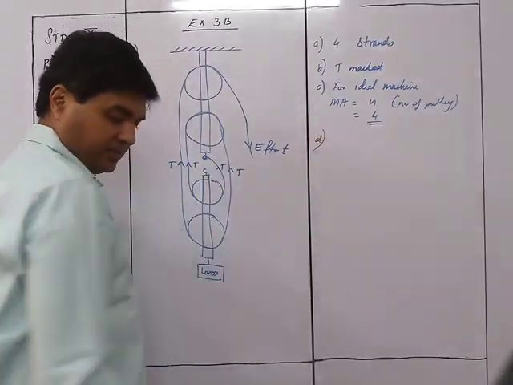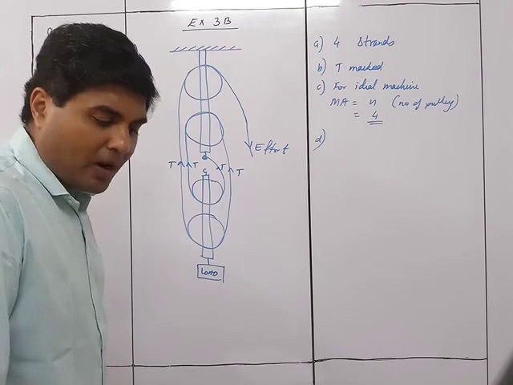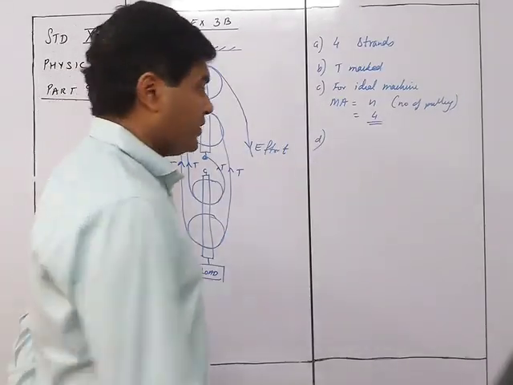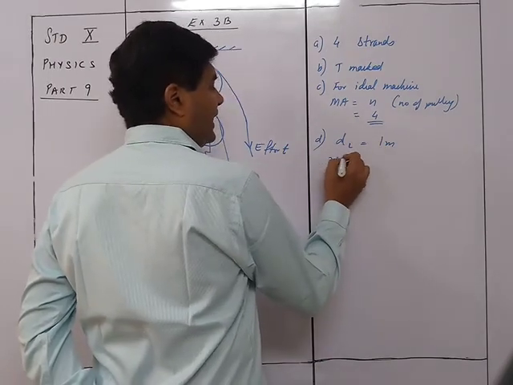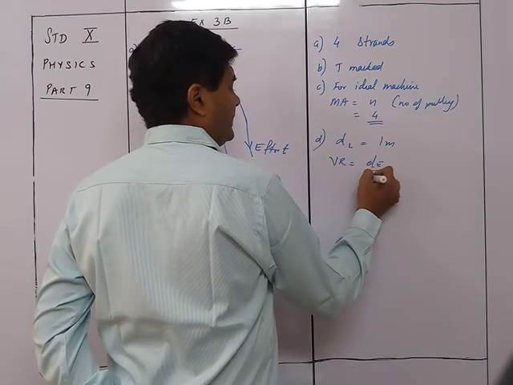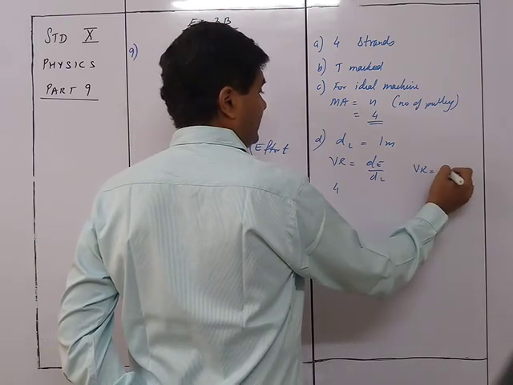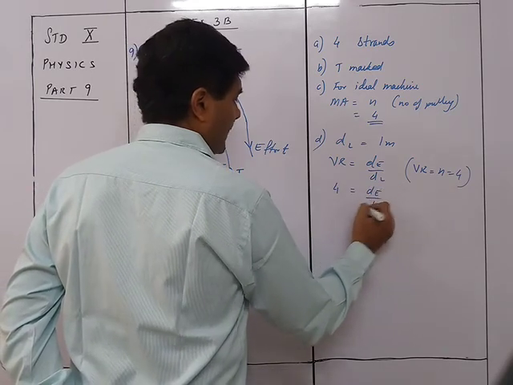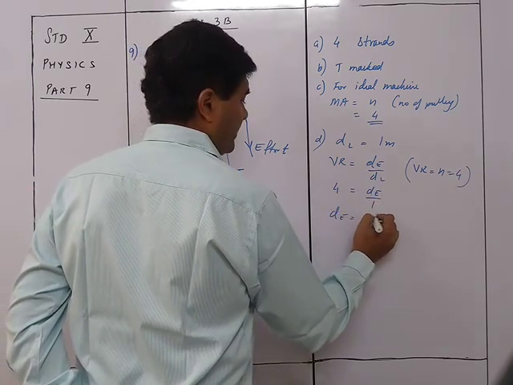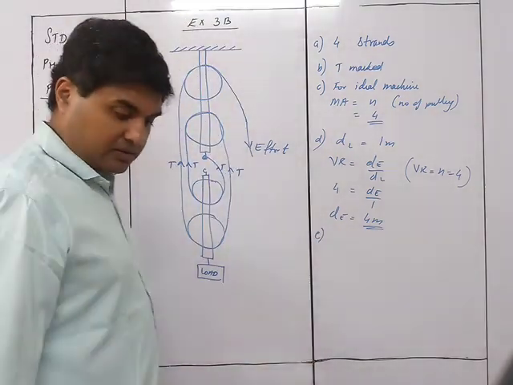We move to the fourth one. When the load is pulled up by distance 1 meter, how far does the effort move? You are given that DL is equal to 1 meter. Now VR is equal to DE upon DL, and VR is equal to 4 because VR is equal to N is equal to 4. Therefore 4 is equal to DE upon 1. So our DE will be equal to 4 meters. So the distance moved by the effort will be equal to 4 meters.